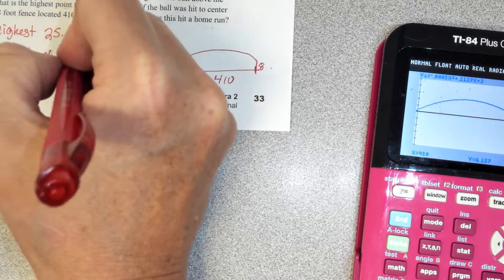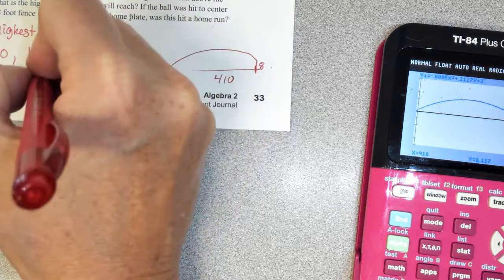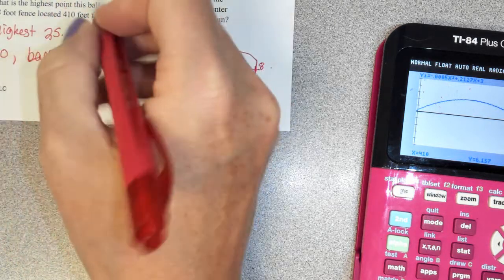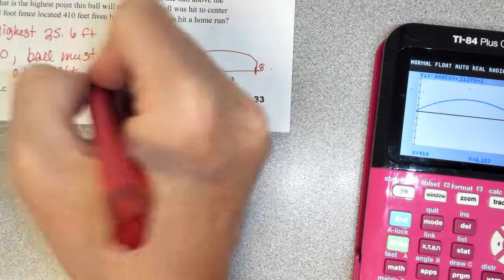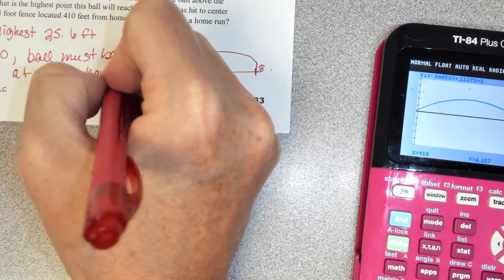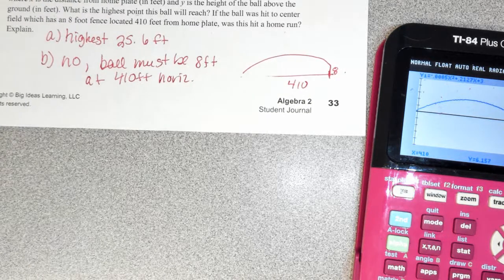The ball must be 8 feet at 410 feet horizontally or something like that. However you want to word that.